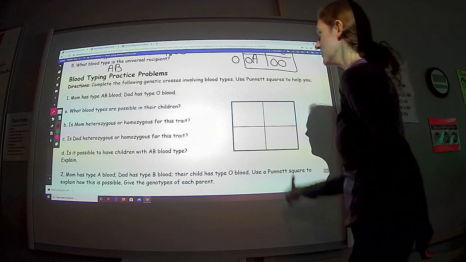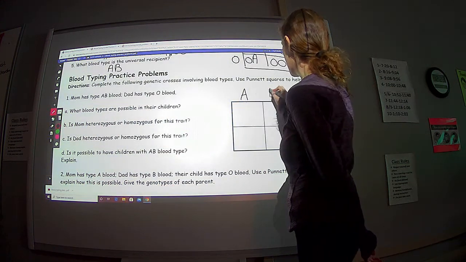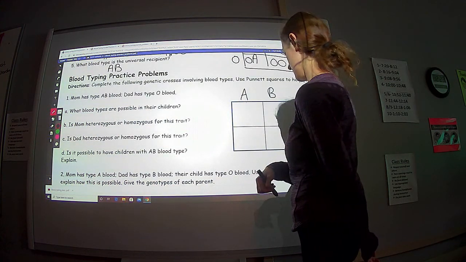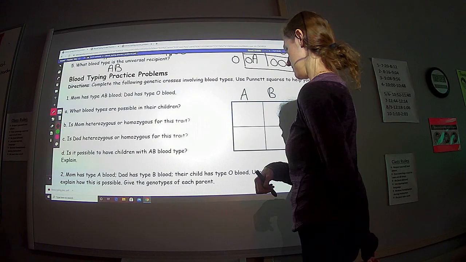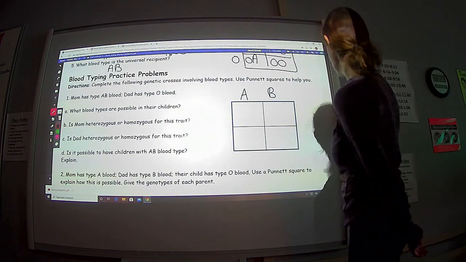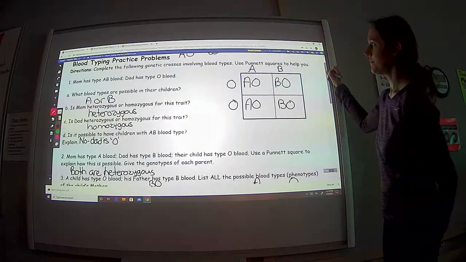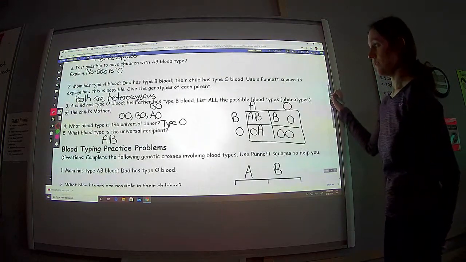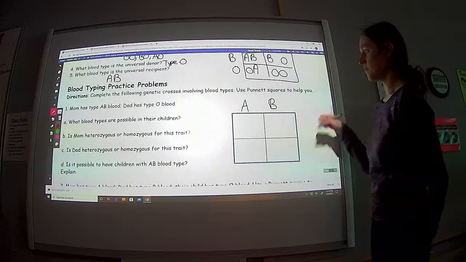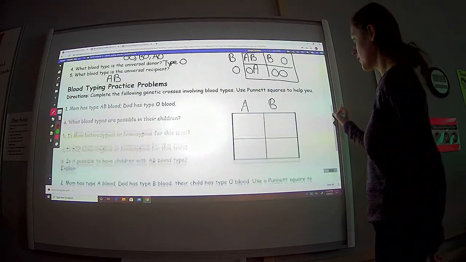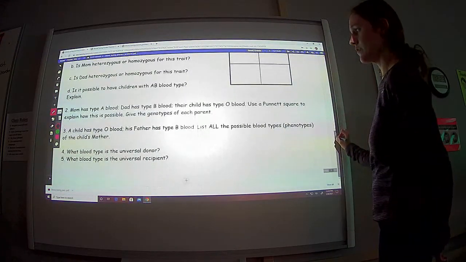Mom has type AB blood. I think we already did these ones, didn't we? And Dad has type O blood. Yep. So it's just 5 little problems there. These are the same problems over again. So I'm not going to go back through and do those examples again.